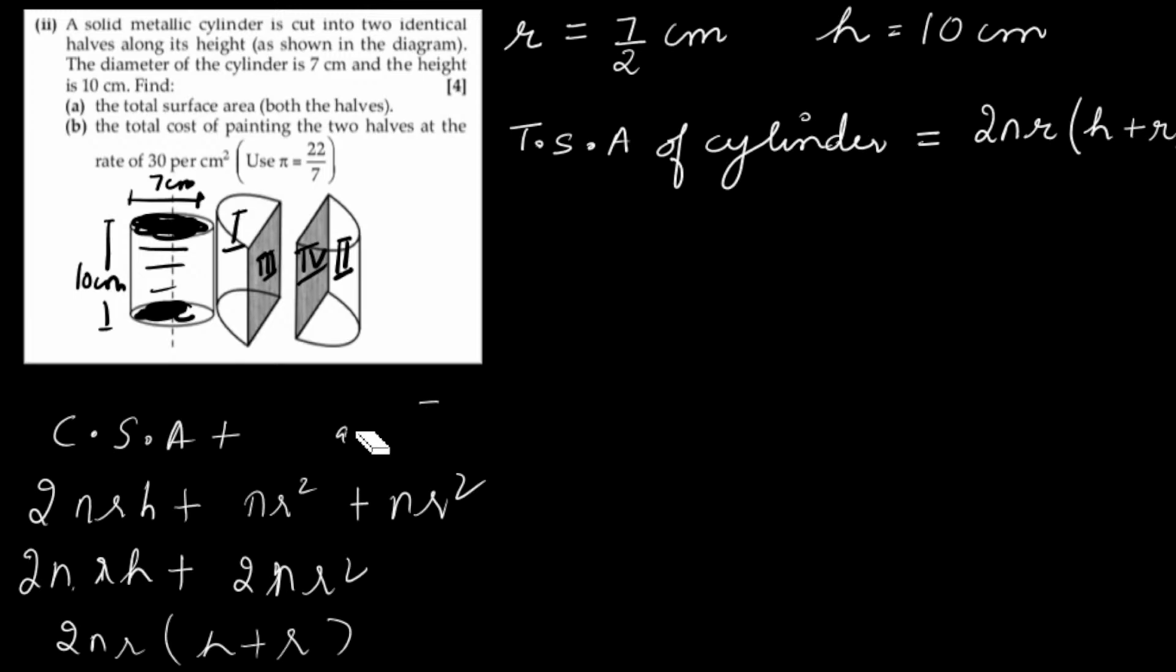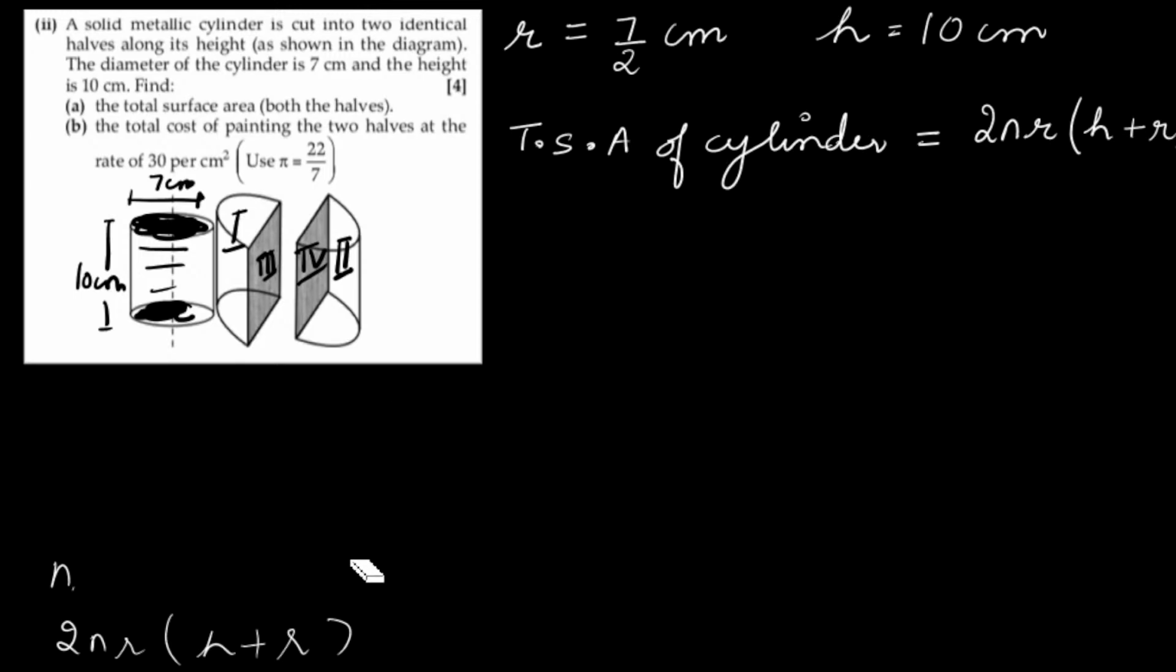Like this also you can remember. Directly also you can learn the formulas by heart. Formulas are very, very important: 2 pi r into h plus r. So let's first find the total surface area of the cylinder. Do the calculations along with me because it might be a little lengthy.